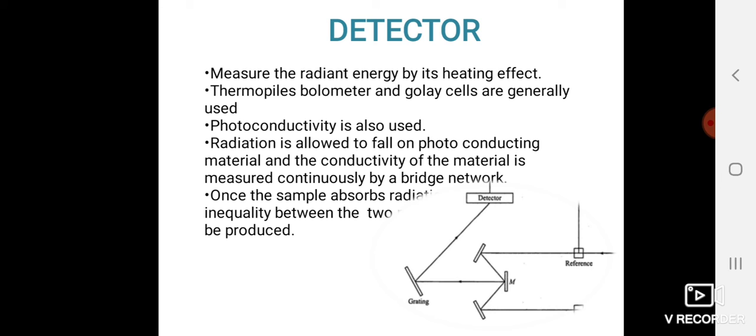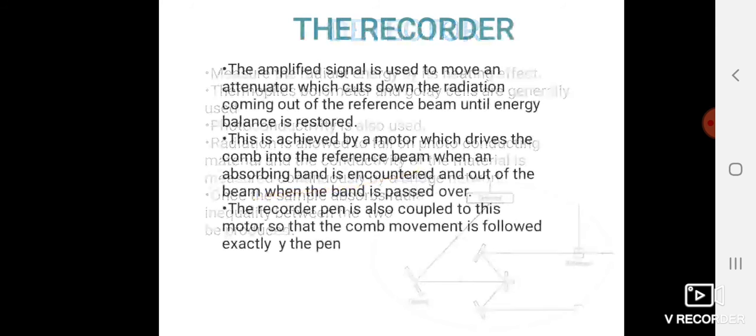Then there are the detectors, which are widely used here. Detectors that measure the radiation, particularly those based on heating effect, are used: thermopiles, bolometers or Golay cells. Photoconductivity meters are also used. Radiation is allowed to fall on the photoconducting material, and conductivity is measured there. Once the sample absorbs the radiation, there is automatically a change in the amount of electrons released as well as the current being generated.